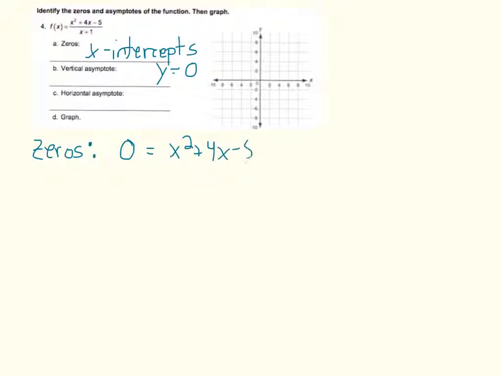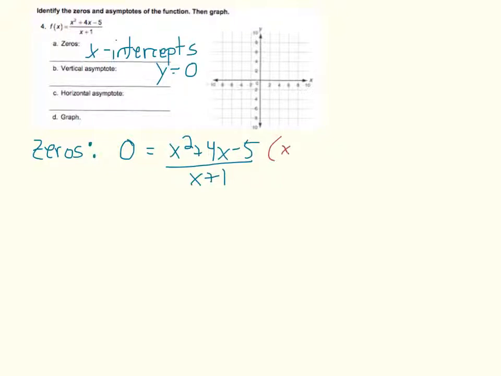In number 4, the first part that it asks you to find is the zeros. If you remember, zeros are the same as x-intercepts. And you also remember that at any x-intercept y equals 0. So to find the zeros, I'm going to plug in 0 for my y value. That's just f of x. And then I'm going to solve for the x values.